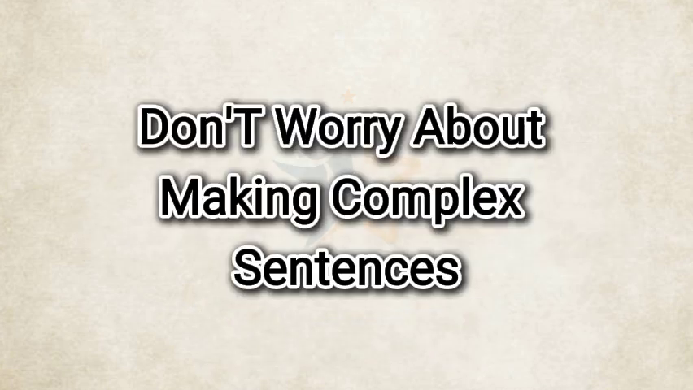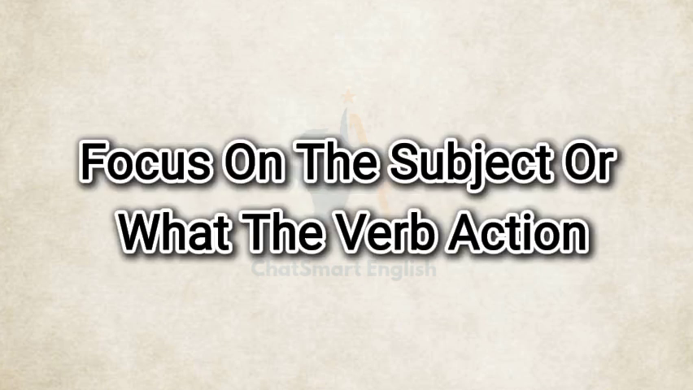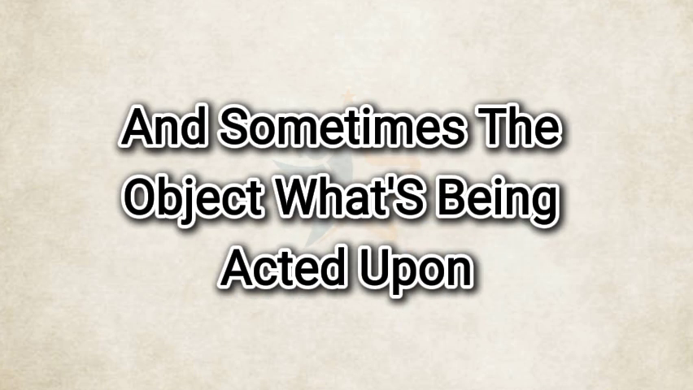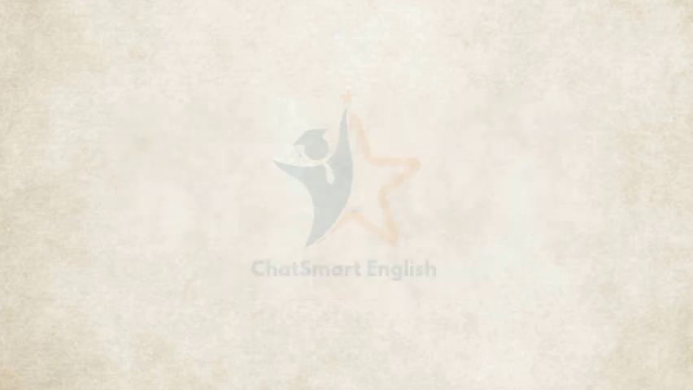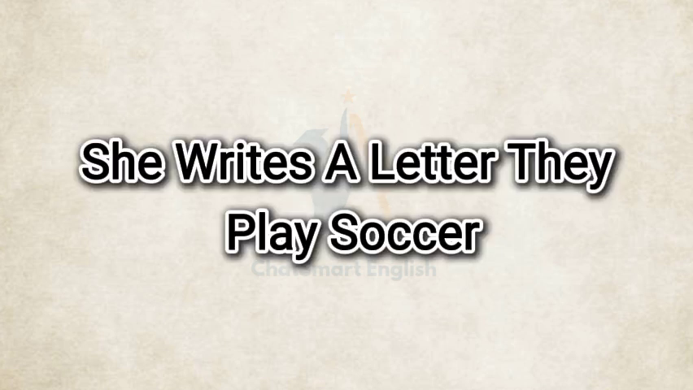Don't worry about making complex sentences at this stage. Start with short, clear statements. Focus on the subject, who or what, the verb, action, and sometimes the object, what's being acted upon. For example, I read a book. She writes a letter. They play soccer.